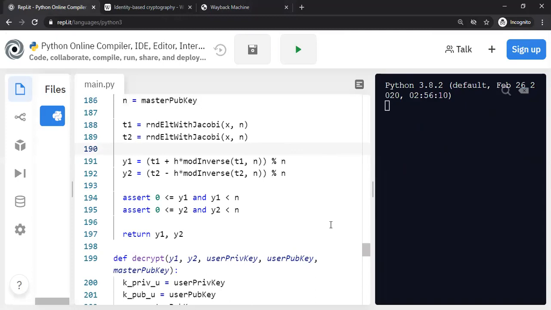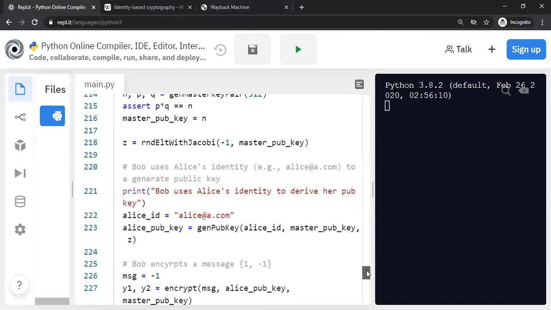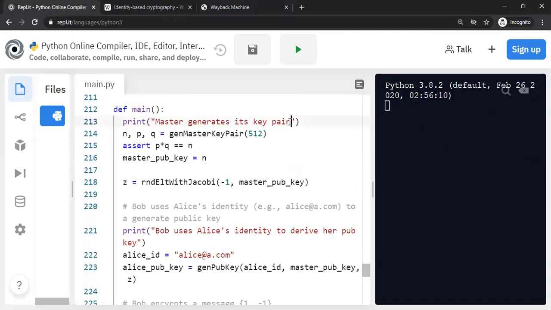A few important things to note. Let's start with the main first. The master generates public and private key. I'm just using a small key size for the demo purpose. 512-bit key, you should be using 2048 and so on. Let me just do 512 for the proof of concept here. P and Q are private keys. Master will keep them private. Nobody knows other than the master.